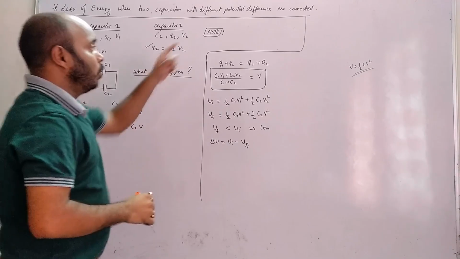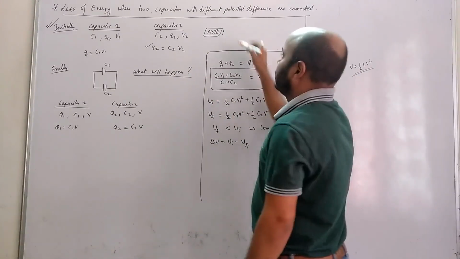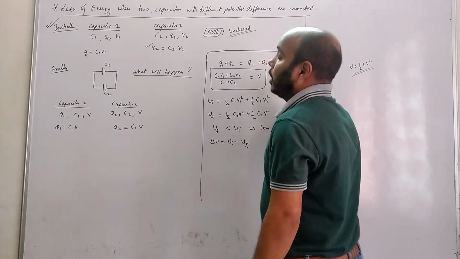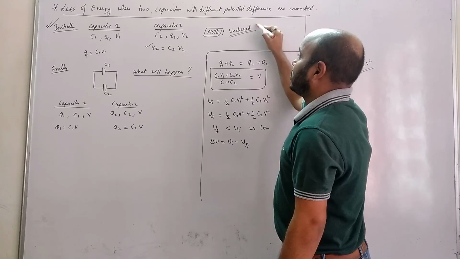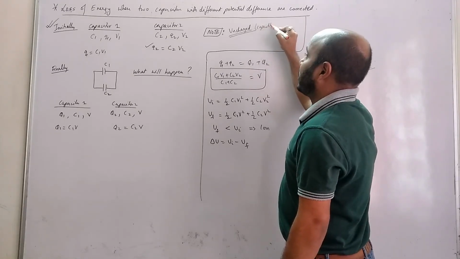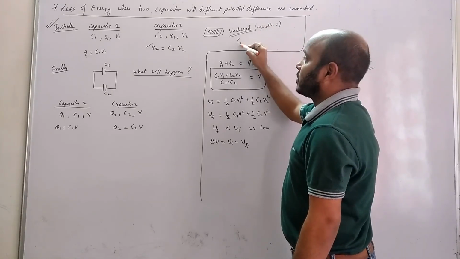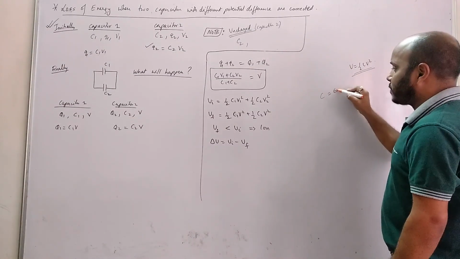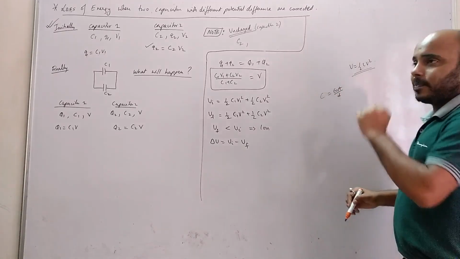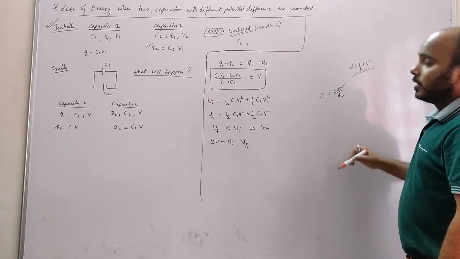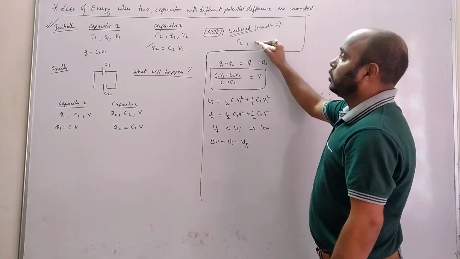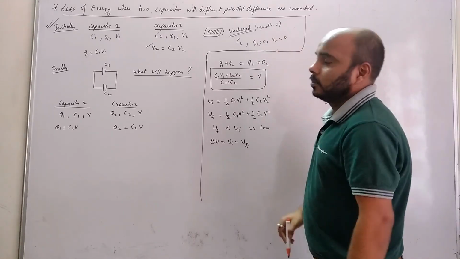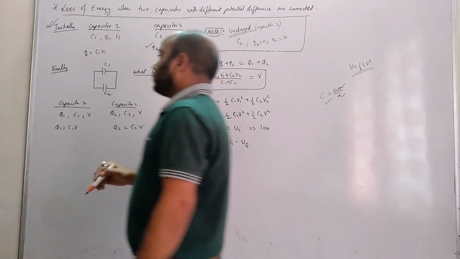Now note, in numericals sometimes one of the capacitors is uncharged. It is written as uncharged. For example, capacitor C2 is uncharged. Then its capacitance will still be C2 because capacitance doesn't depend on charge. Capacitance is epsilon naught A by d. Since it is a capacitor, it has some area and some separation. The capacitance will remain the same, but Q2 will be 0, and since Q2 is 0, V2 will also be 0. You understand, class?